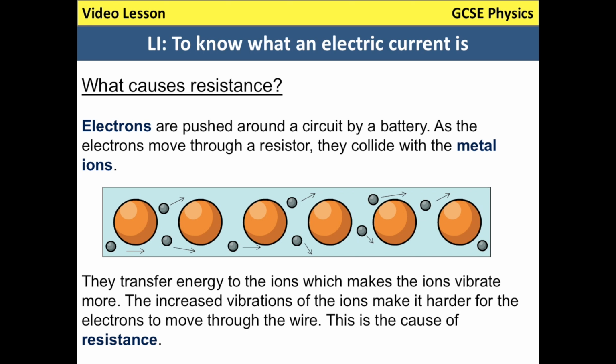The electrons are pushed around a circuit by a battery or a cell. As the electrons move through a metal, whether it be a resistor or a bulb, etc., they will of course collide with the metal ions. When the electrons collide with the metal ions, they transfer energy to the ions, which makes the ions vibrate more. The increased vibrations of the ions make it harder for the electrons to move through the wire, and that is what the cause of resistance is.